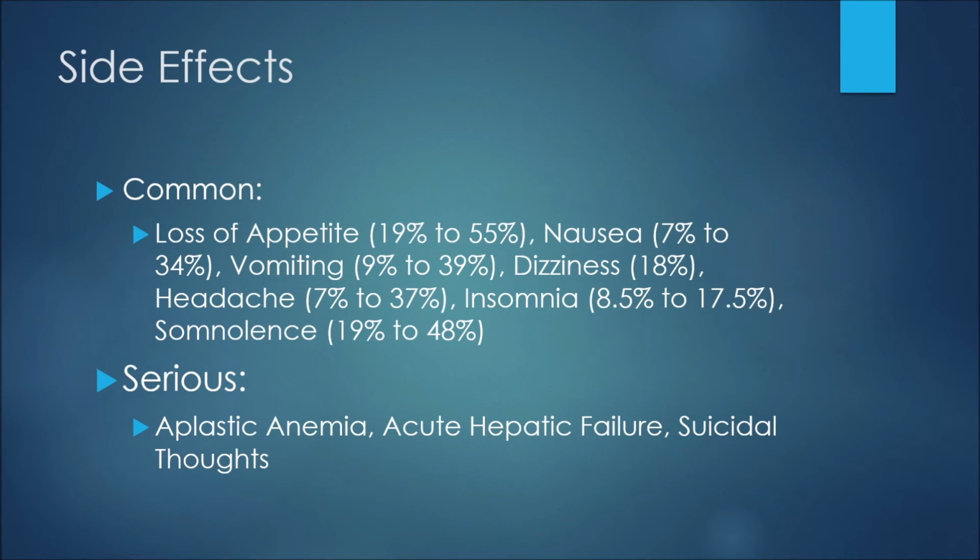A headache may occur in 7 to 37% of patients, and insomnia may occur at a rate of 8.5 to 17.5%. Somnolence occurs in 19 to 48% of patients. The more serious side effects may include aplastic anemia, acute hepatic failure or liver failure, and suicidal thoughts.